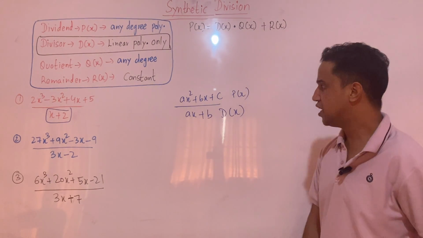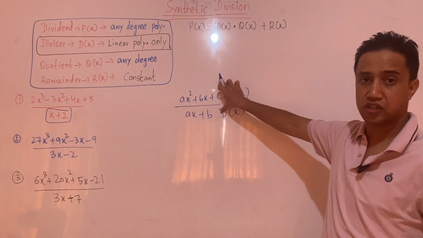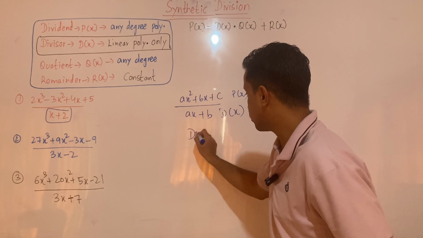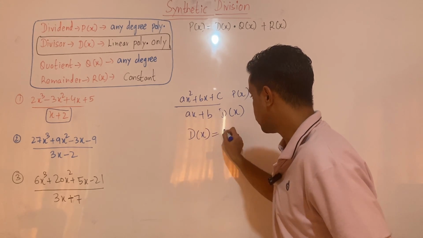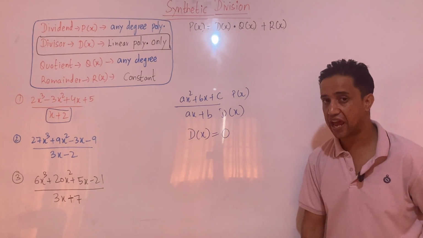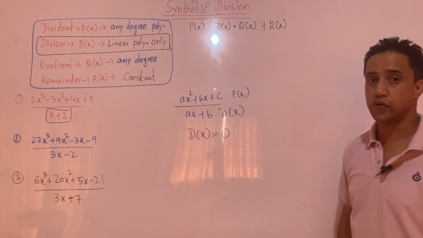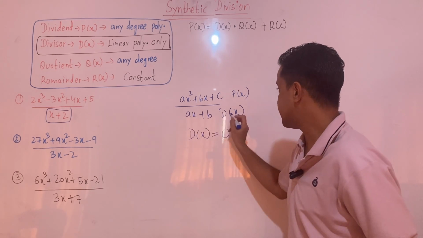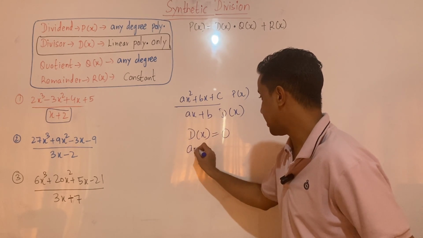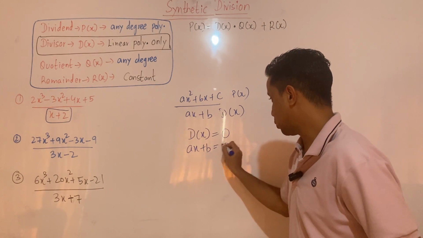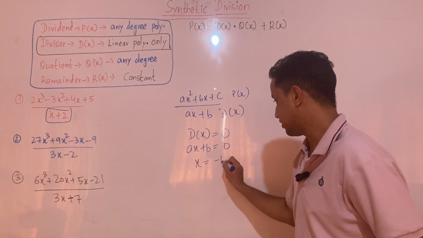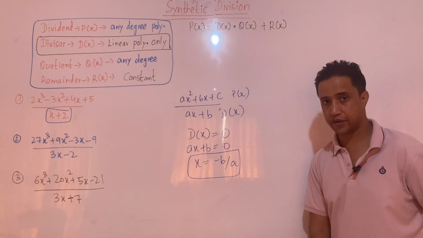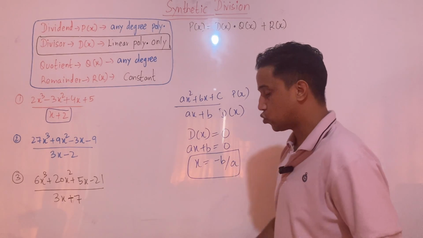If I have to divide these polynomials using synthetic division, my first step would be to put d(x) equal to 0 to get the value of x. If I put d(x) equal to 0, it means ax plus b is equal to 0, and x would be minus b by a.